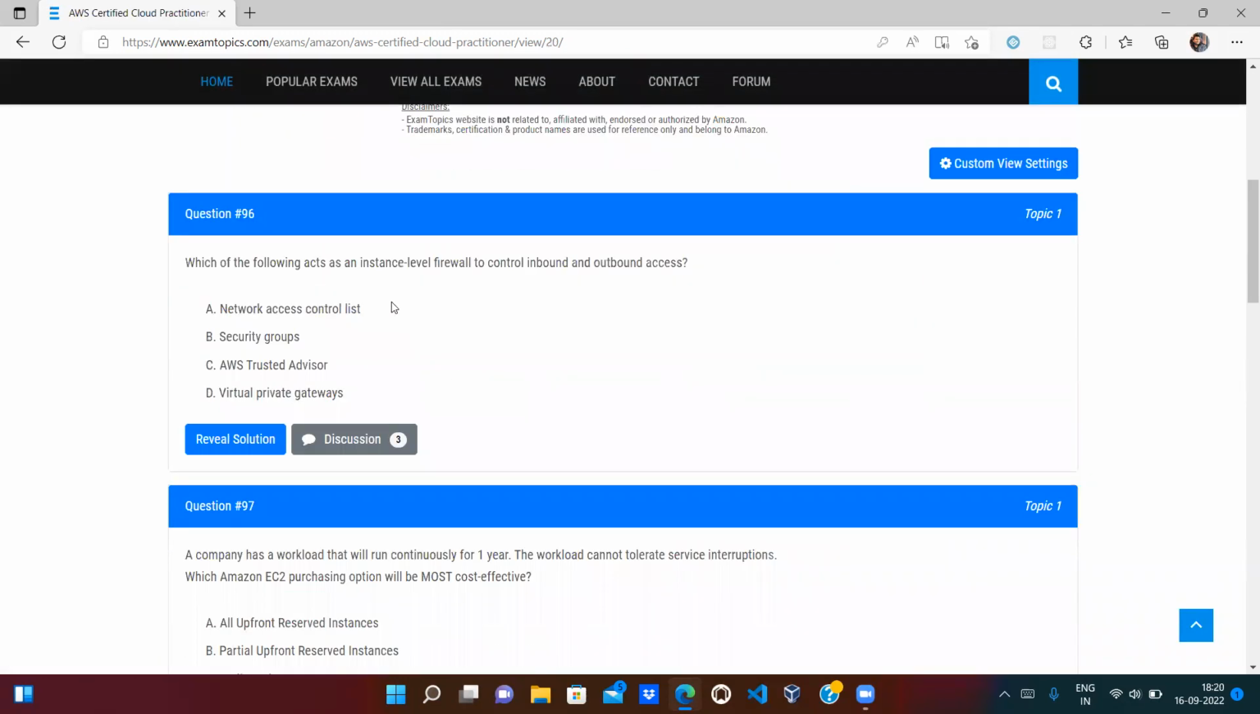Okay, which of the following acts as an instance level firewall? Instance level firewall means security group, and the subnet level firewall is the NACL. So security group should be the answer.